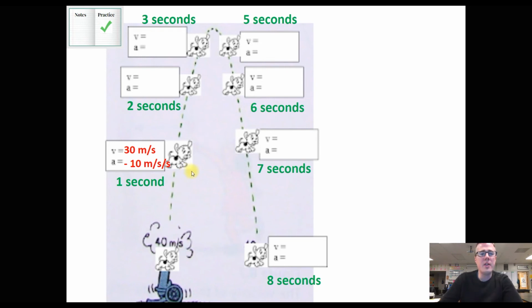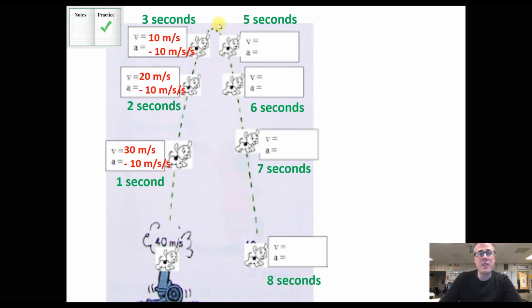Okay, let's check. So hopefully you put for the next one that the acceleration is still negative 10. Now puppy has slowed down to 20. 3 seconds later, puppy has slowed down to 10, but gravity didn't change. And all the way up at the very tippy top, even though it doesn't have it up there, that's the moment that puppy stopped for just a split second where his velocity hit 0.